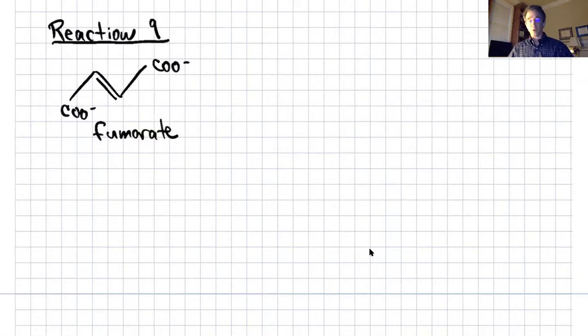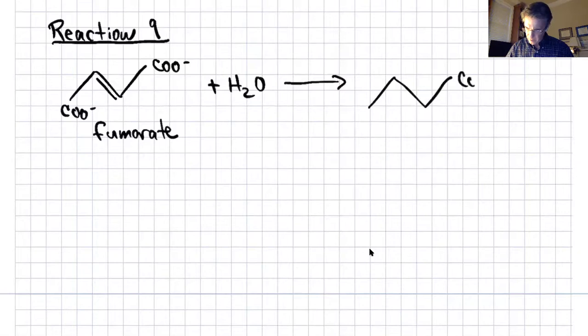So in principle, you could take some water, activate it, take that hydroxyl from the water and add it across that double bond. Essentially, it's an addition of water across that carbon-carbon double bond to make this molecule, right? Malate.